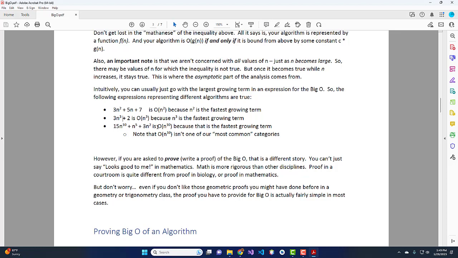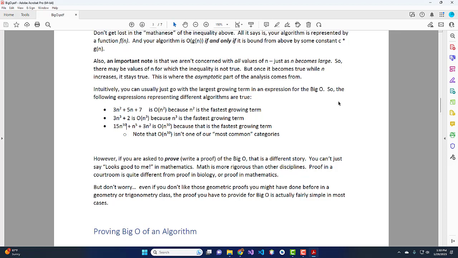The ones down here, these are all potentially kind of fast growing terms. We've got an n squared here and an n to the 5th and even an n to the 10th there. Not sure what kind of algorithm would have 15 n to the 10th, but we're just dealing in generalities at this point. But this is the largest growing term of all of them, so we would say this is big O of n to the 10th. And notice it isn't one of our common categories, but it is possible because that would be the largest growing term. So that's an intuitive notion of it, and that part's relatively easy.